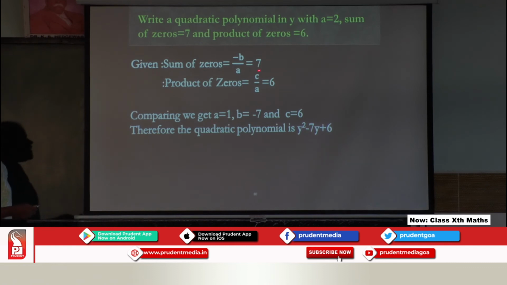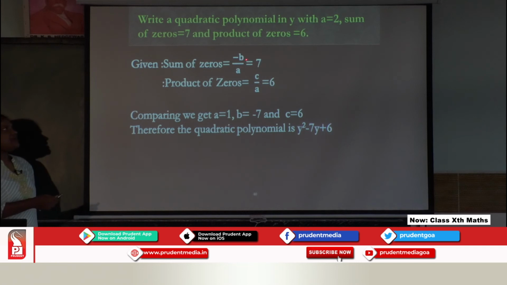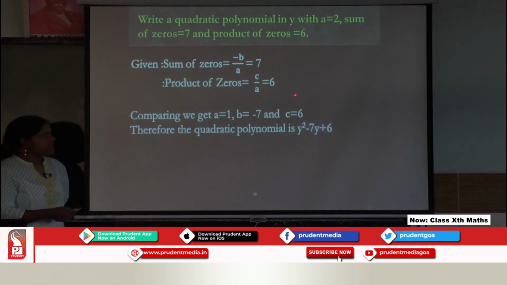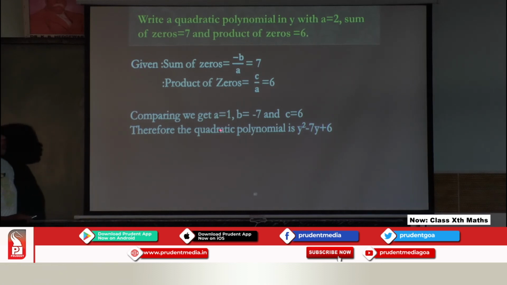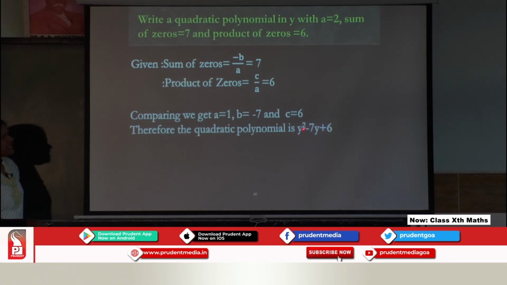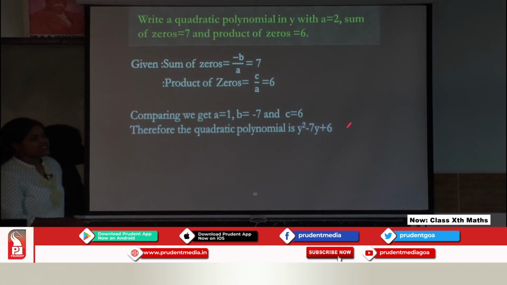So a is 1, negative b is 7. So what will be b? b will be negative 7. Okay? So b I got as negative 7 and c will be 6. So I have a, I have b, I have c. A is 1, b is negative 7, c is 6. Therefore, if I use this a, b, c, my quadratic polynomial will be y square, because a is 1, minus 7y because b is negative 7, and plus 6.